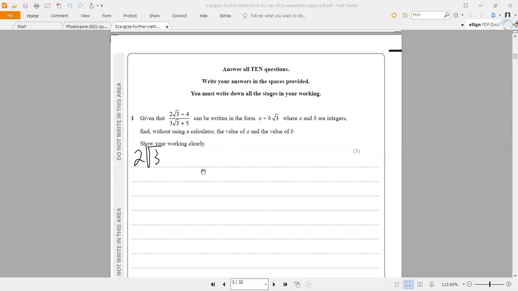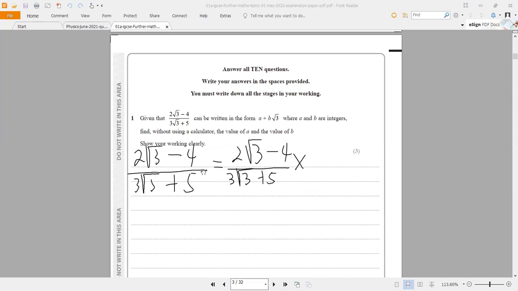(2 root 3 minus 4) all over (3 root 3 plus 5). Now we are going to rationalize the denominator by multiplying the numerator and the denominator by the conjugate of the denominator. This is the conjugate of the denominator, 3 root 3 minus 5. Just change the sign in the middle of this expression.